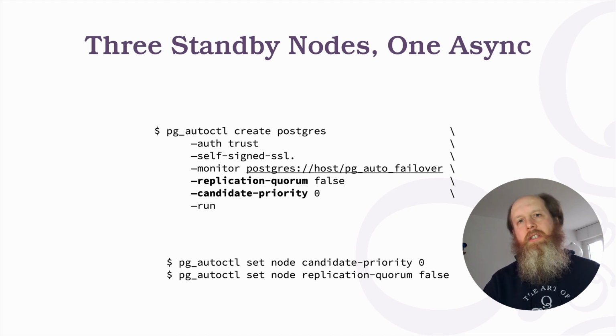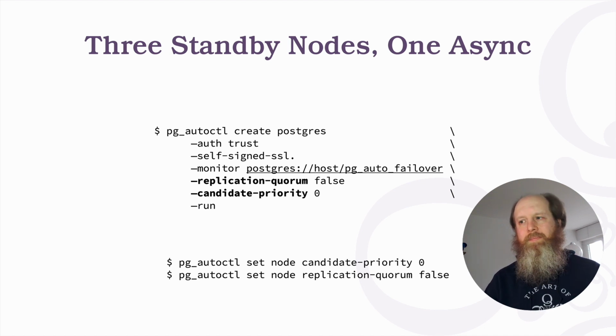So this node is not participating in the replication quorum, and it's not a candidate for failover. You make that happen with pg_auto_failover by simply saying replication quorum false and candidate priority 0, either when you create the node, if you think about it at creation time, or, if you forgot, or maybe the node has moved from one data center to another, or from one availability zone to another, you can change the parameters online with a pg_autoctl set node command dynamically while the system is live.